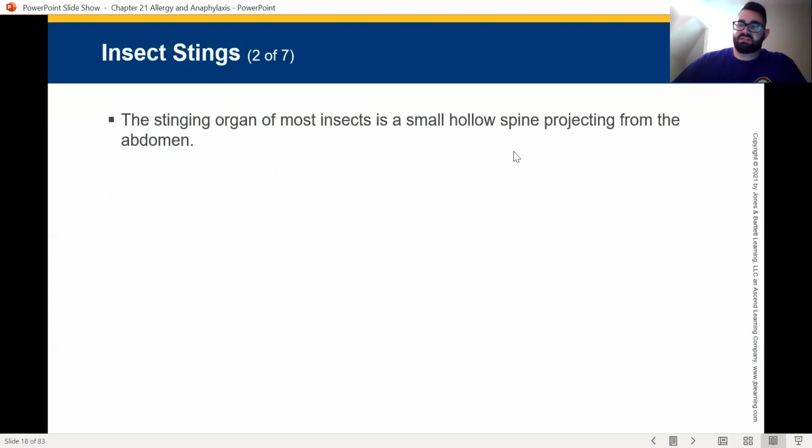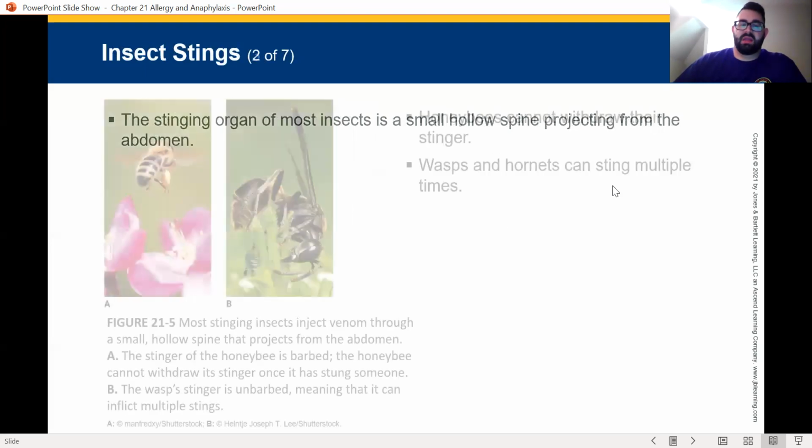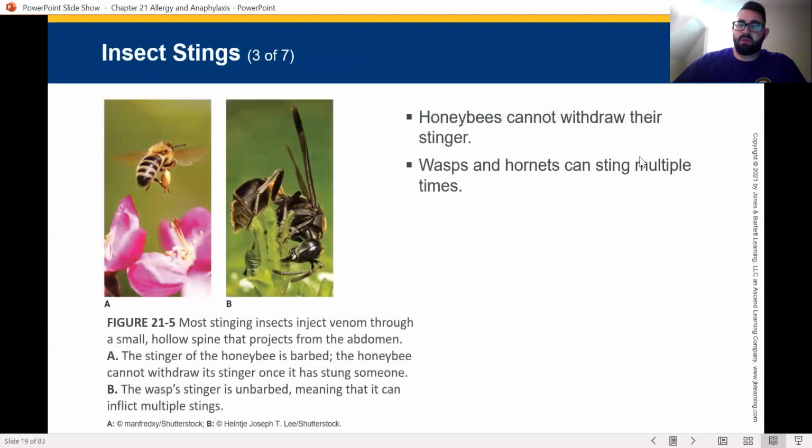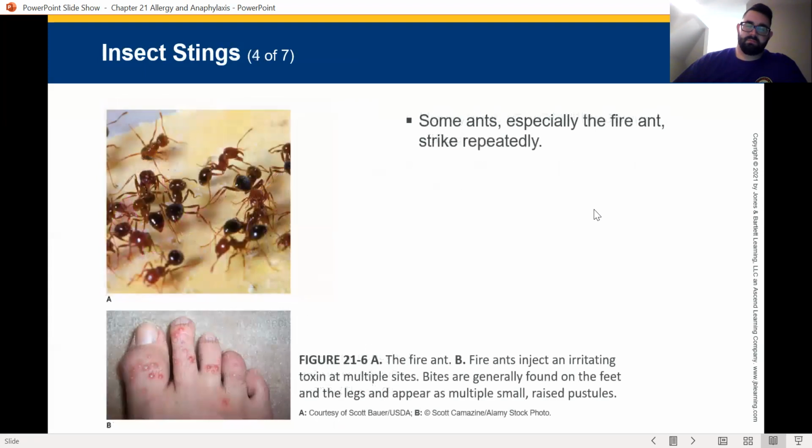Stinging organ of most insects is a small hollow spine projecting from the abdomen. Honeybees cannot withdraw their stinger. If they sting you, they're going to die too. But wasps and hornets, those are buttholes. They can sting you as many times as they want. So be aware of that. Some ants can strike repeatedly, and some people can be allergic to that.